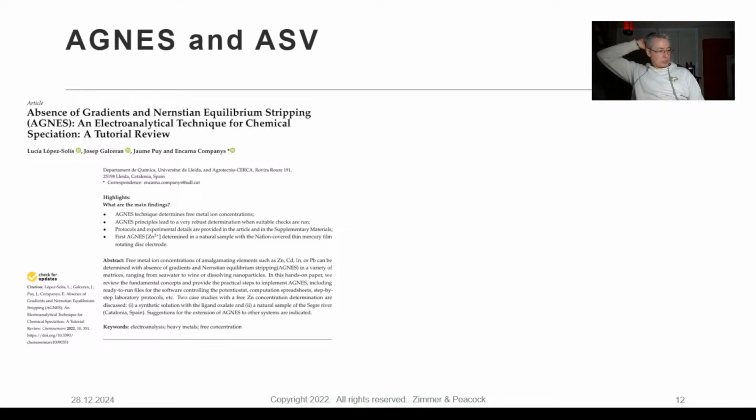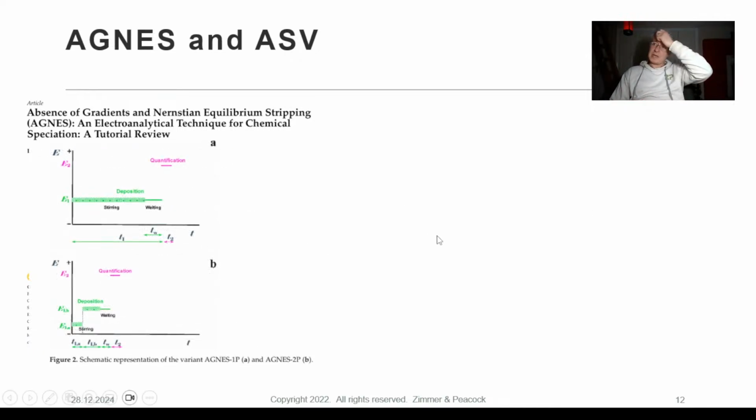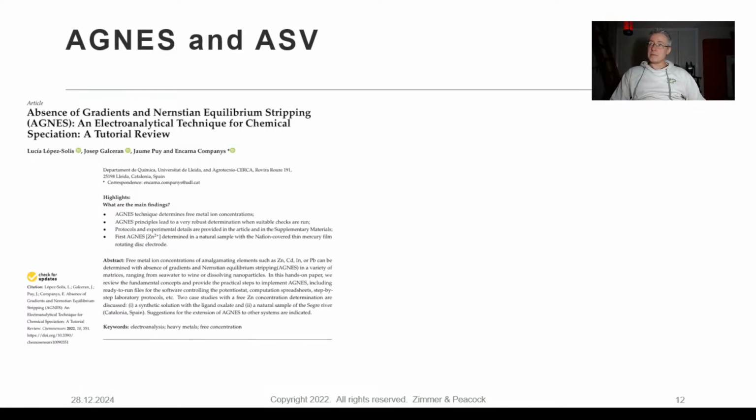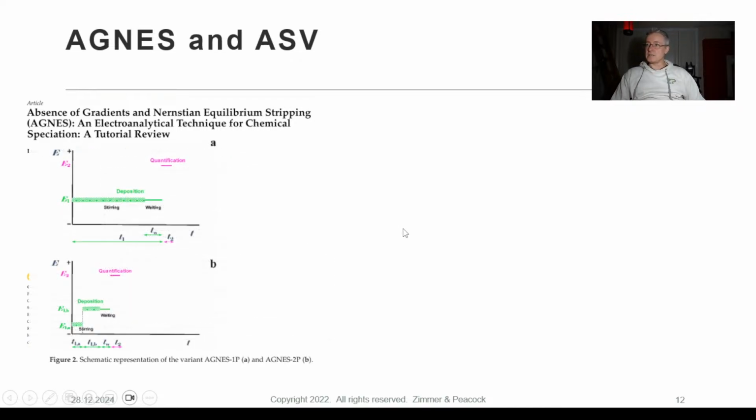Now, this person was kind enough to include some background for me. So I had a look at this technique called AGNES as well. There we are: Absence of Gradients and Nernstian Equilibrium Stripping. I'm just going to say it again to myself so I remember. Okay, I did take a look at a paper on this. The paper and the original authors are here. I can see that they invented this technique back in 1999, so kudos to them.